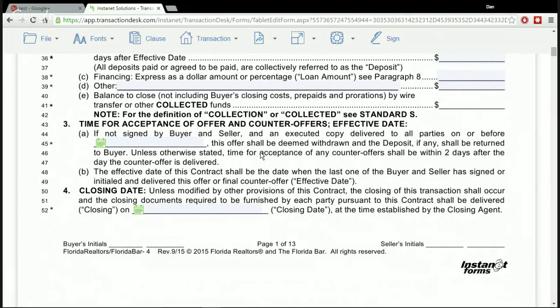I get that question a lot. How long do they have to answer? How long do we have to answer a counter offer? Well, you have 2 days per the contract. Part B, the effective date. This is very crucial here, guys.